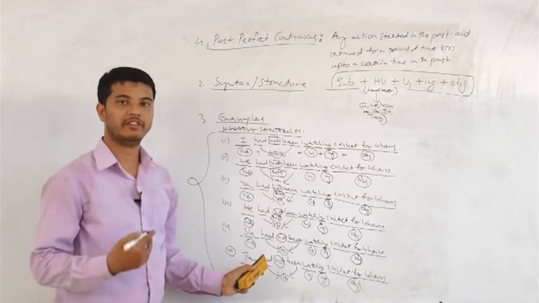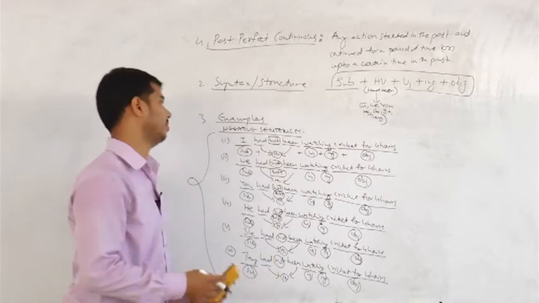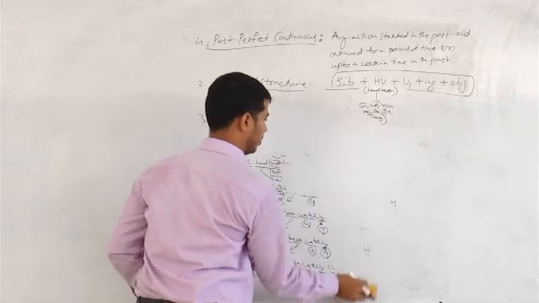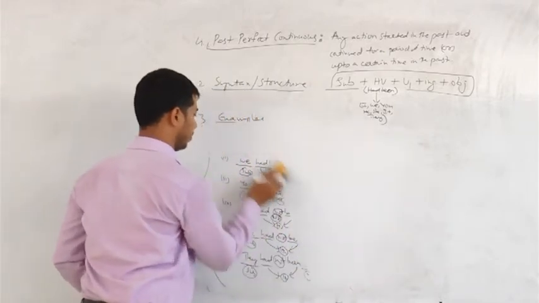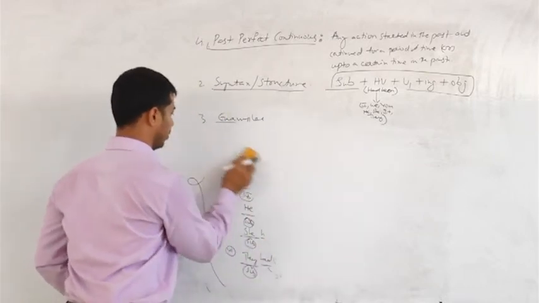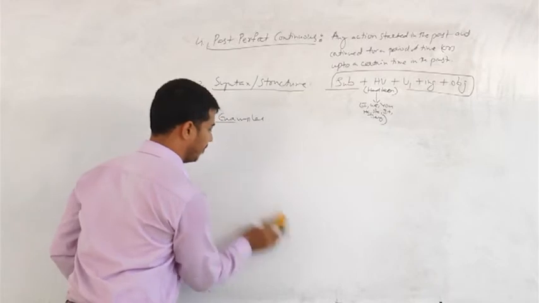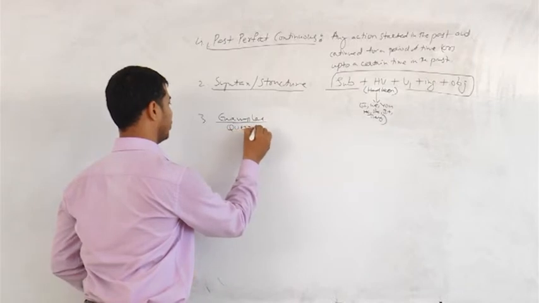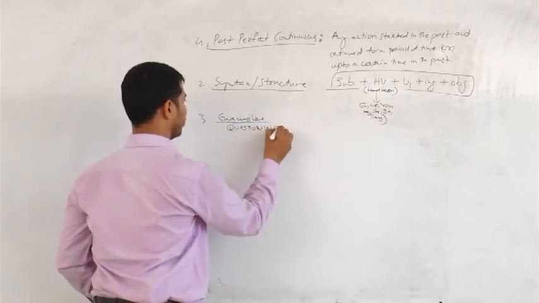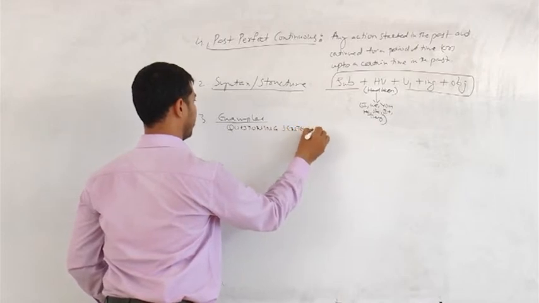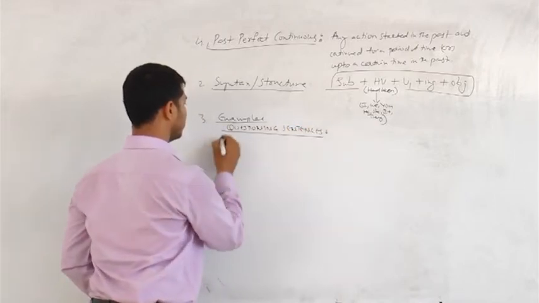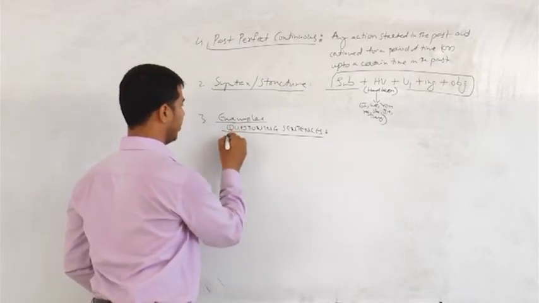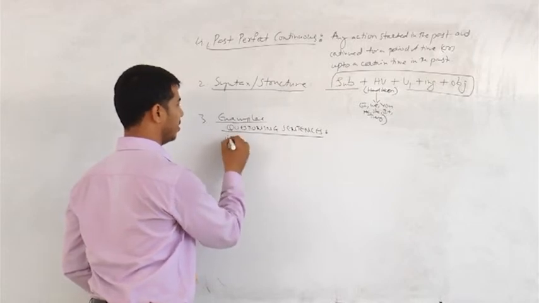Now let us see questioning sentences. How exactly do they look? Now let us see examples for questioning sentences. I'm going with the same verb, watch, for your easy understanding. After that, you can keep on changing the verbs.